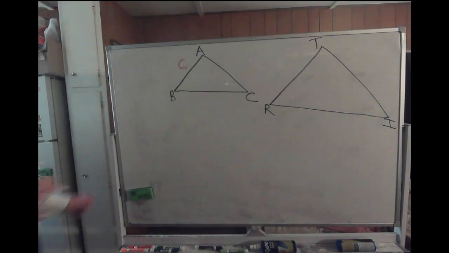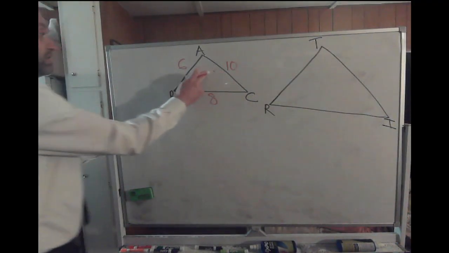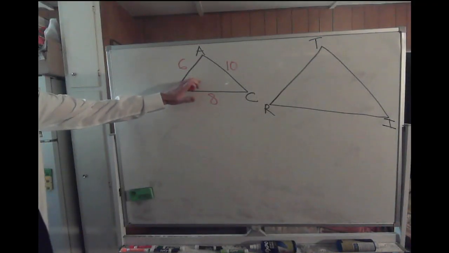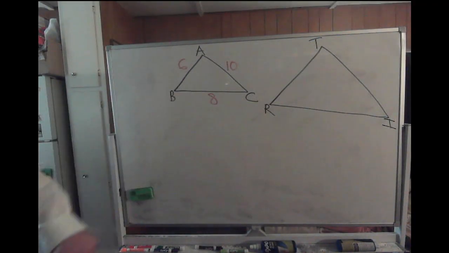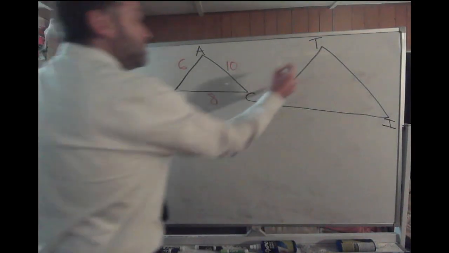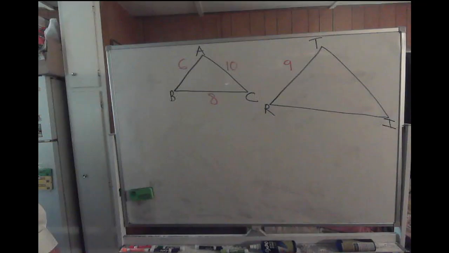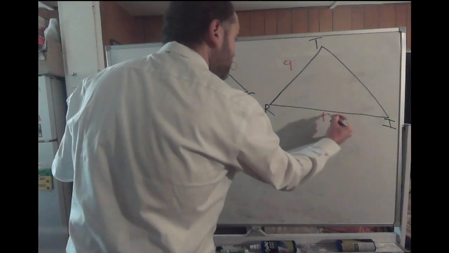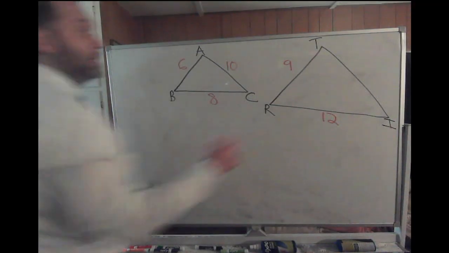AB is 6, BC is 8, then AC is 10. The lengths on triangle ABC are going to stay the same for the next 4 exercises, but the other ones will change. TR is 9. RI is 12. And then TI is 15.